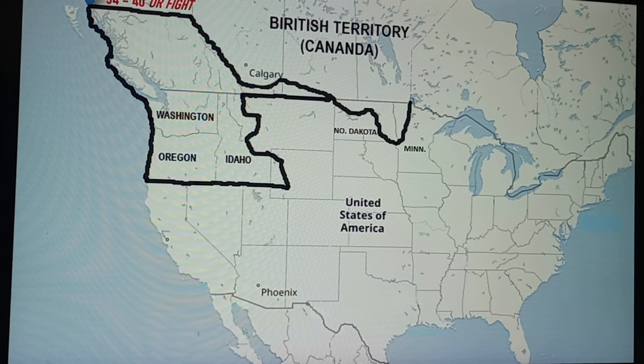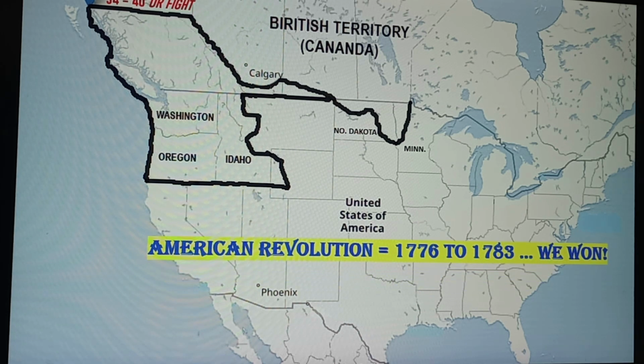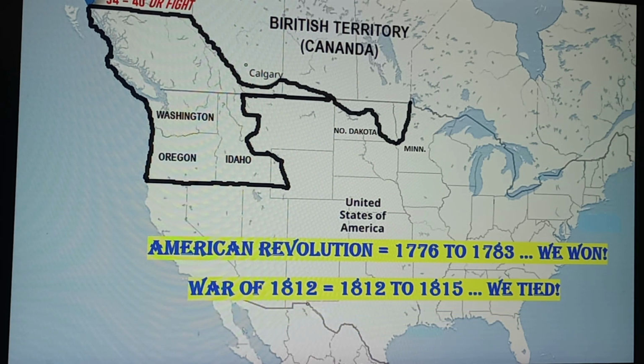However, the U.S. didn't want a war with Britain again. We'd already done that twice. Do you know when? Well, the first one was the American Revolution. We won that one. And the second one was the War of 1812. We kind of tied that one, but we still got all of our land anyway.